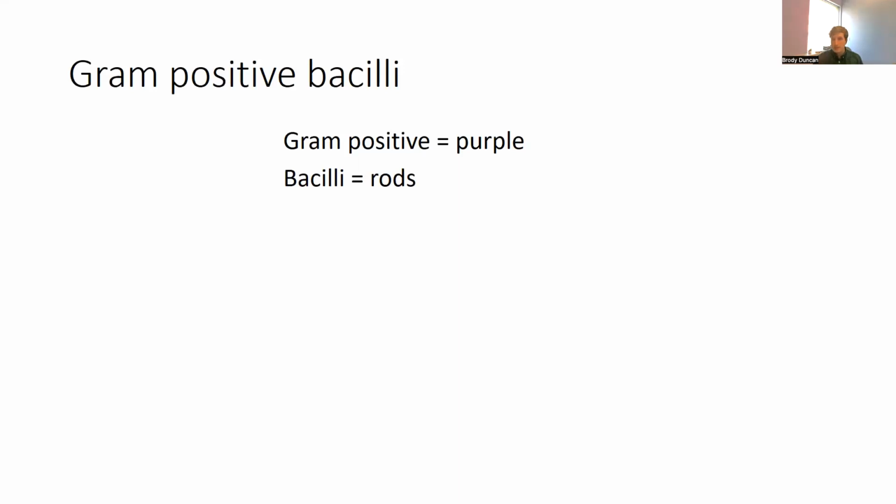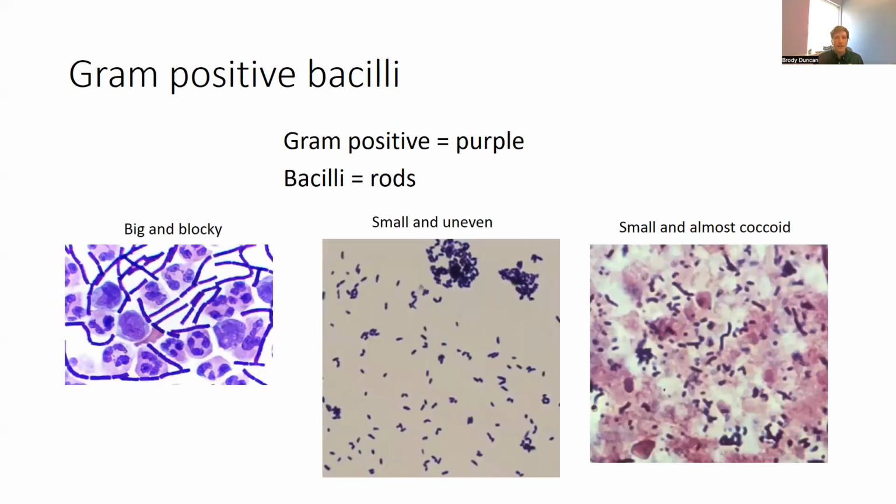So when we talk about gram-positive bacilli, just as a very brief reminder, gram-positive means purple and bacilli means rods. You've got to really get that in your head. One funny thing about gram-positive bacilli is that there's a lot of variation in terms of what they can actually look like. Some of them are big and blocky, like these ones on the left, where they almost look like train cars lined one after the other. In the middle, we have our small and uneven ones. These can be a little bit curvy, a little bit long, a little bit short, but they're still definitely bacilli.